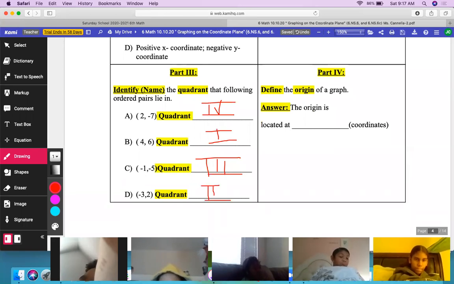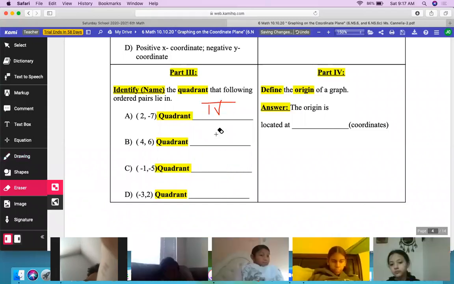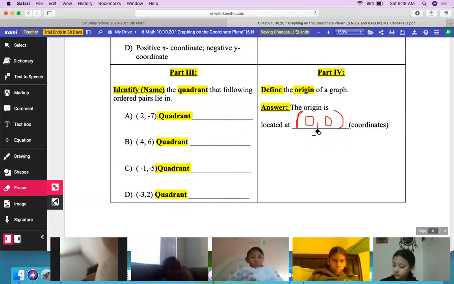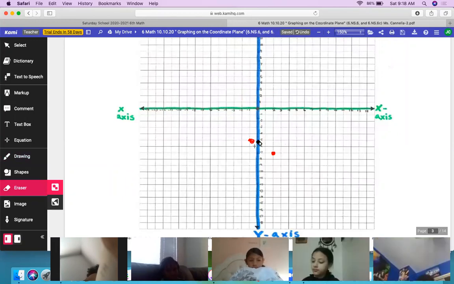All right. Next up, Liana Sanchez. Can you do part 4, please? Yes. Part 4. It says define the origin of a graph. Answer: the origin is located at 0, 0. Liana, you're going to do another one because that was too easy. I'm not letting you off the hook yet. Got it? Questions, guys? Comments, concerns, dilemmas, issues.